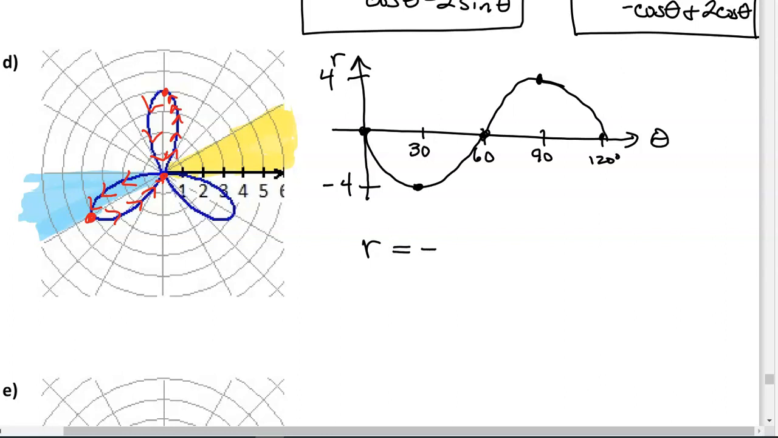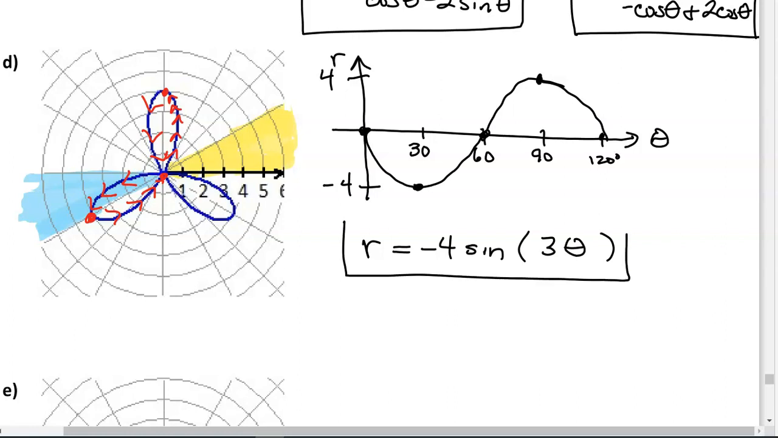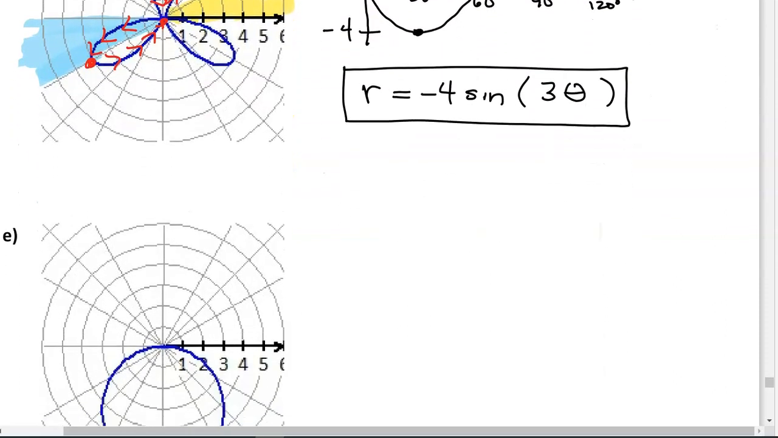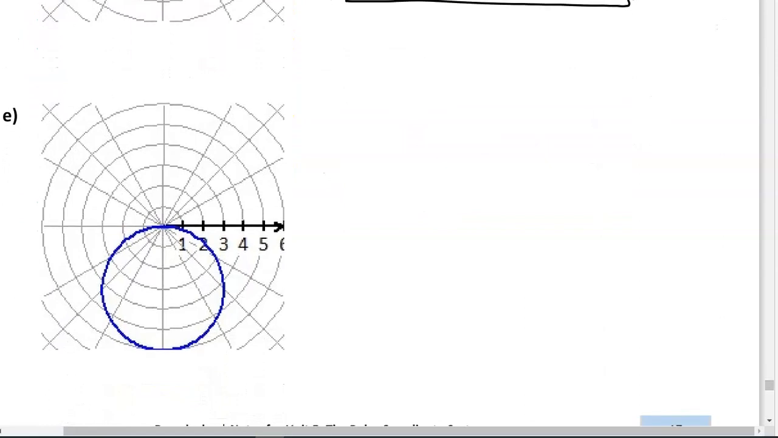So r is just equal to -4 times the sine of, and what we'll notice here is that one cycle of this sine curve did not take 360 degrees as the parent function does, but took only 120 degrees. That means our multiplier for theta must be 3 because the period was shrunk by a factor of 3. So our equation there is r equal to -4 sine of 3 theta. All right, let's check out the next one.